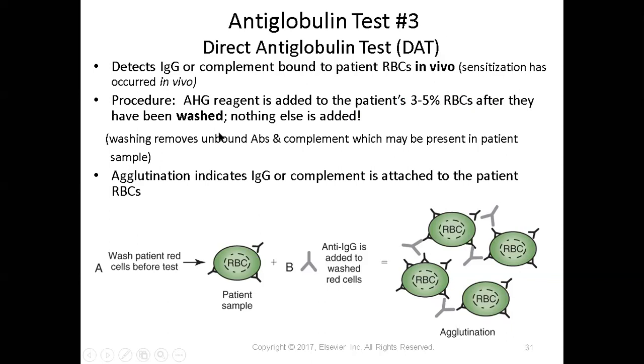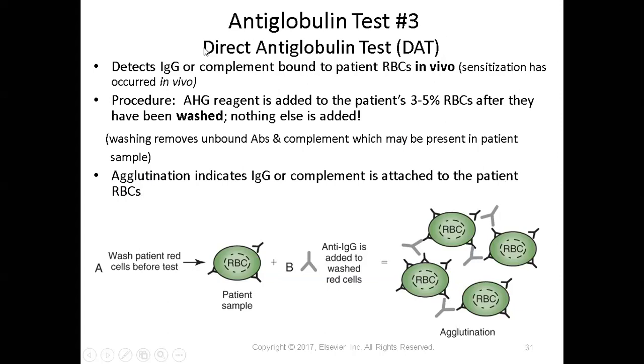It's very important to do proper washing whenever we're using anti-human globulin, because the washing removes any unbound antibodies and complement proteins that might be present in the patient's sample that could interfere with our testing. And a little bit later, we'll look at how they can interfere. So when we see agglutination, it indicates IgG or complement is attached to the patient red cells.